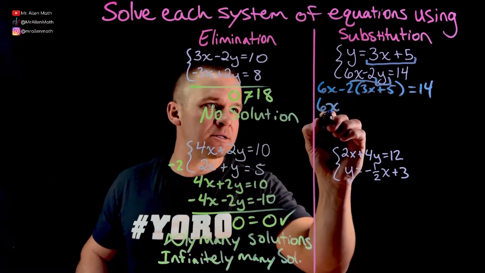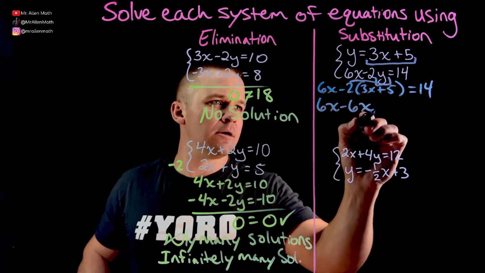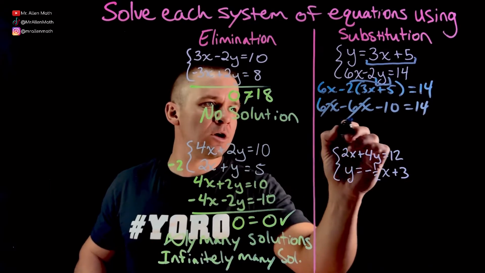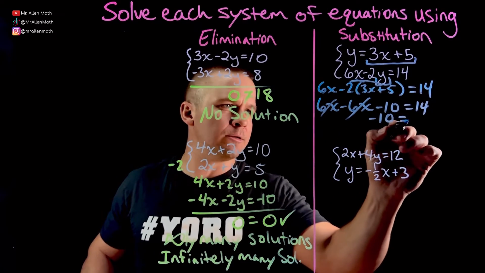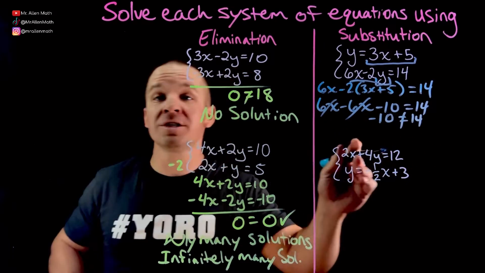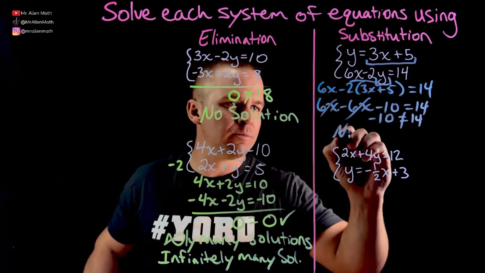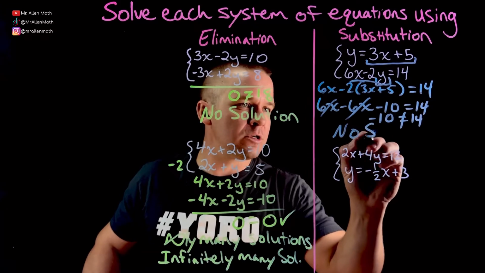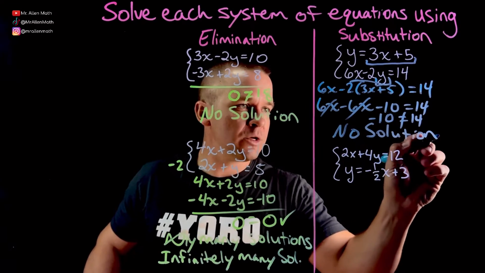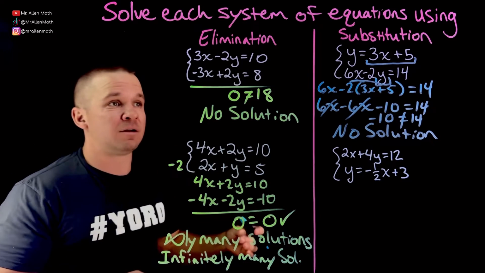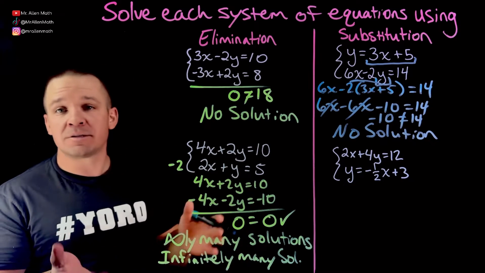So I got 6x minus 10 equals 14. Well, these x's are gone, and I'm left with the statement of -10 equals 14, which is not true. Just like the previous couple back. No solution. So basically what we're getting at here is if I'm left with a non-true statement and all my variables have canceled, it's a no solution.